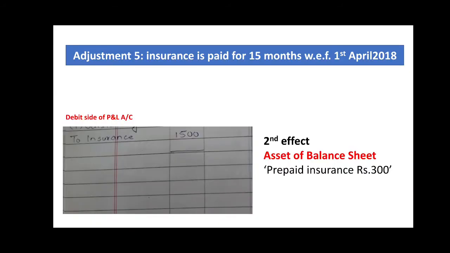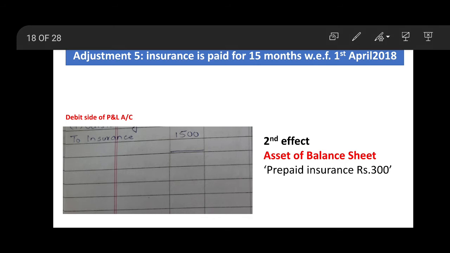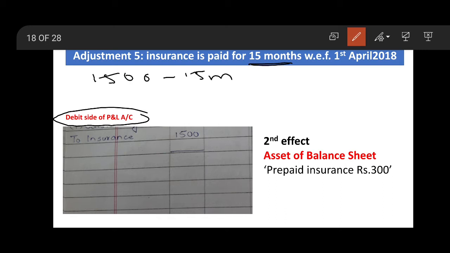Next is insurance is paid for 15 months with effect from 1st April 2018. The insurance amount was 1500 written to the debit side of profit and loss account. It is already written and we have written the amount in the inner column as it follows this adjustment. So this is for 15 months, that means 1500 rupees is for 15 months. So how much will be for 12 months? As we are following the accounts for 12 months, means a year, definitely 1200 will be for 1 year. That means 12 months.